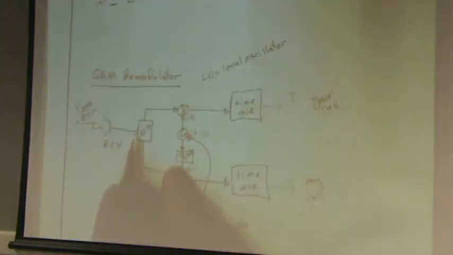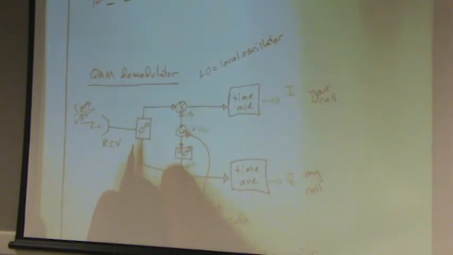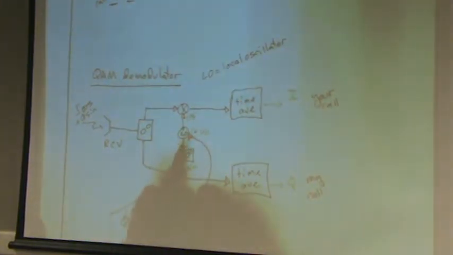And I have to be able to undo it at the receiver. I have to demodulate it, in other words. So at the receiver, I've got my own little oscillator. How does it know what cosine is compared to the transmitter?